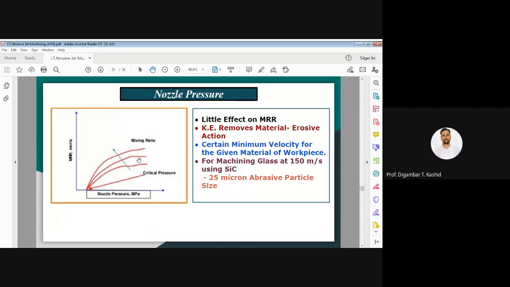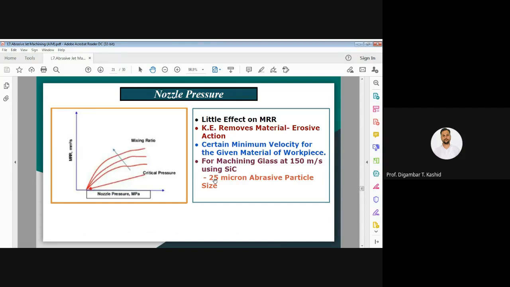Now we have another parameter, that is nozzle pressure. Nozzle pressure is another parameter which affects to some extent your volumetric material removal rate. An important point to note over here is the critical pressure. Please listen carefully. Here the important point that we need to take note of is called critical pressure.